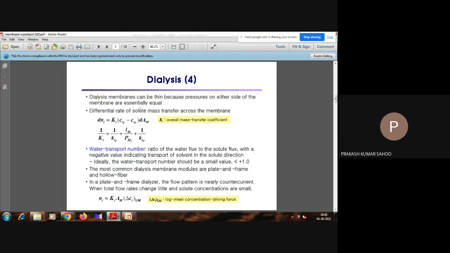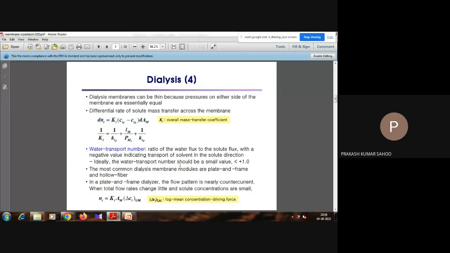We have some mathematical equations for this. Dialysis membrane can be thin because pressure on either side of the membrane is essentially equal, that is P1 equals P2. Differential rate of solute transfer across the membrane, that is dNi equals Ki (CiF minus CiP) dAm, where 1 by Ki equals 1 by KiF plus Lm by Pmi plus 1 by KiP. Here Ki is the overall mass transfer coefficient.